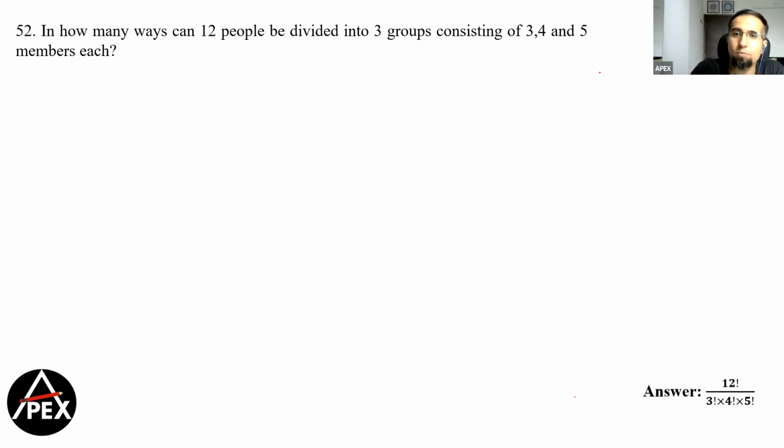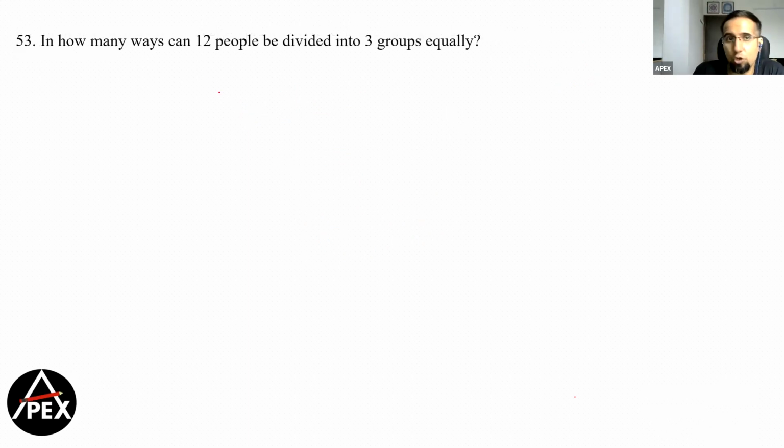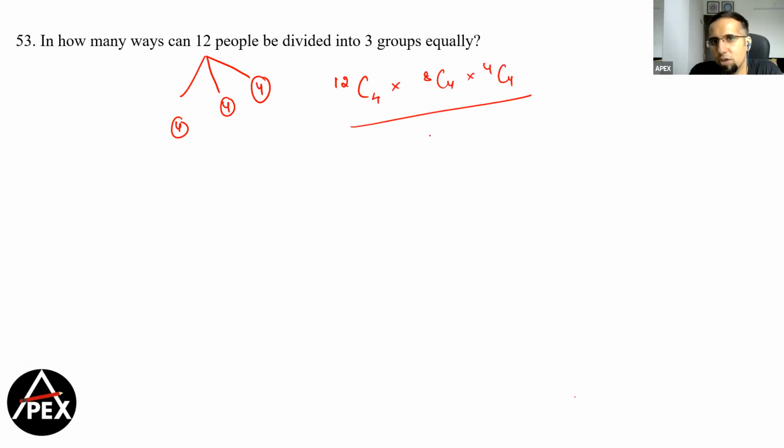Now, what if the groups are identical? In this case, 12 people, and in each group there are only 4 people. When our groups are identical, the process in a way remains the same. This is 12C4 into 8C4 into 4C4. Since the three groups are the same, divided by 3 factorial. Or in short, this becomes 12 factorial by 4 factorial into 4 factorial into 4 factorial into 3 factorial.